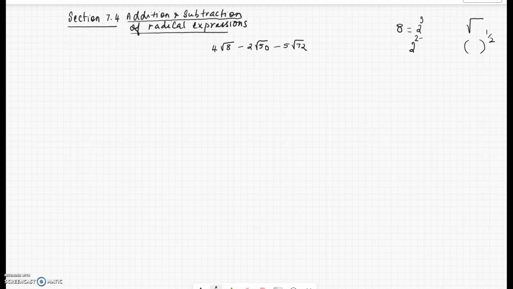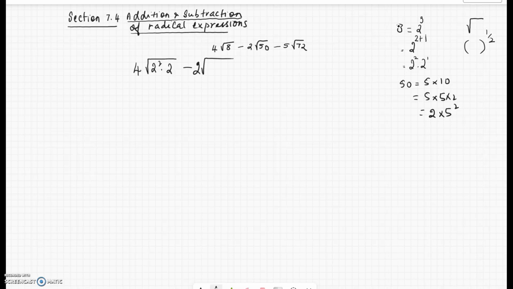So I'm going to go 8 is 2 to the 2 plus 1, which is the same as 2 squared times 2 to the 1. So I'm going to write this as 4. Radical expression is 2 squared times 2 to the 1 minus 50 is 5 times 10. 10 is 5 times 2. So that is 2 times 5 squared.